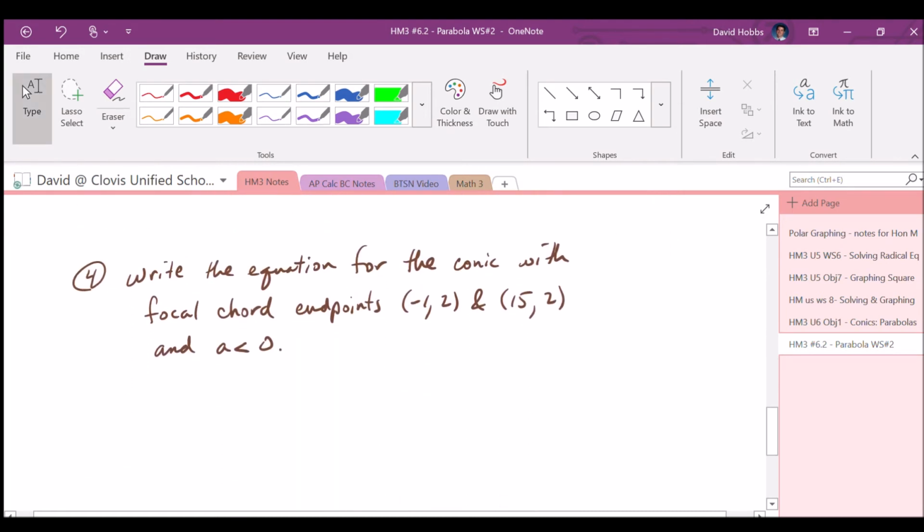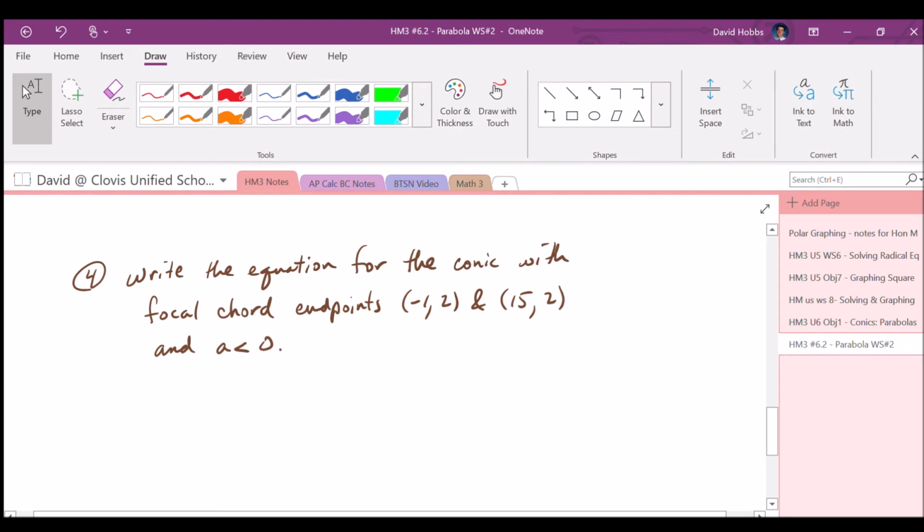Number 4, write the equation for the conic. This is what it's going to be like on the test, because we have parabolas, we have other types of conic sections as well. And it's not going to tell you parabola necessarily. You have to be able to pick through the information and figure out what it is. Write the equation for the conic with focal chord endpoints, and you go, oh, focal chord endpoints, that's parabola.